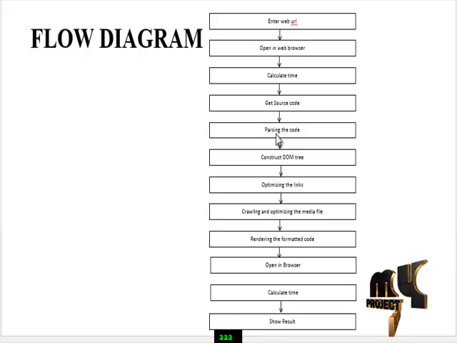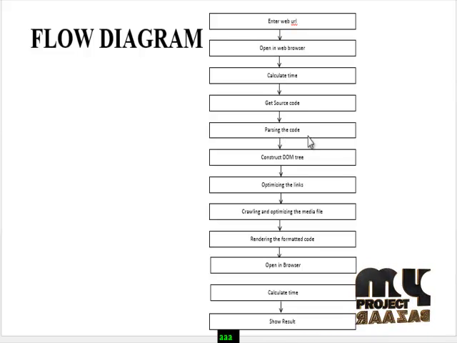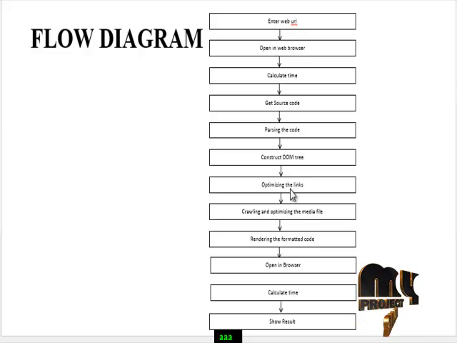Next process is get our partitioning code. After completing this process, construct DOM tree. Here we have to consider our DOM tree. After completing this process, optimizing the links. Here we have to optimize our links into one. And the next process is grabbing and optimizing the media file. Here we have to optimize the media file.